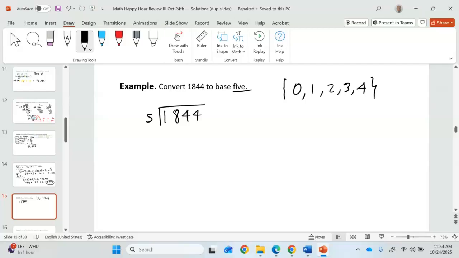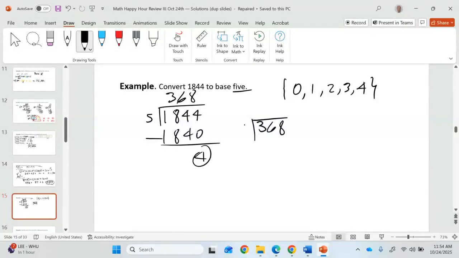It's going to be 1,844 divided by 5. And I'm going to do this in the calculator. And this is equivalent to 368 point something, but don't write down anything past the decimal point. Now I know that this is going to be 1,000. So now multiply and subtract, and your remainder is 4. And I continue. So I take the top number, 368, divided by 5.